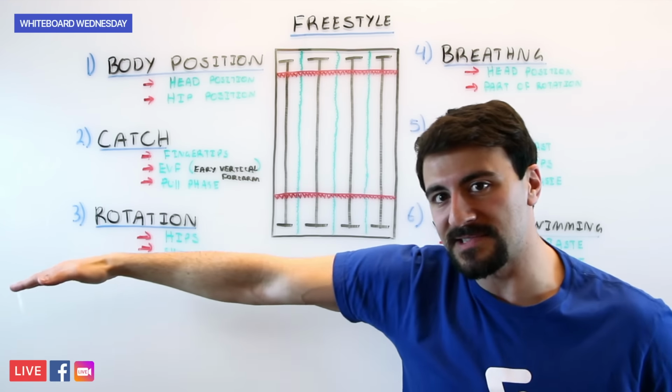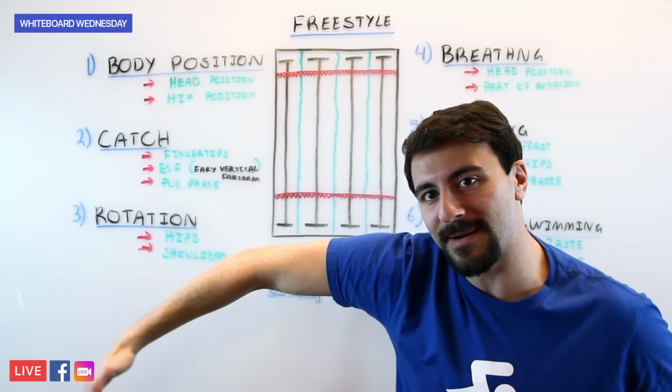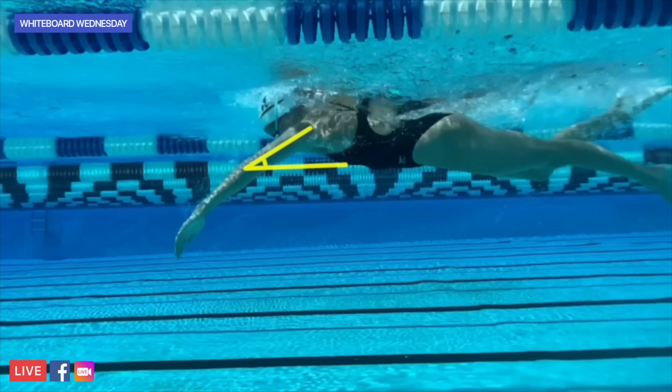And now the catch, the most important part, it's all about the EVF, early vertical forearm. The EVF means as soon as you reach, your fingertips are driving down to the bottom of the pool, and you're trying to get your forearm to be vertical as early as possible, so that way you have a huge paddle and you're not pulling with just your hand, you're pulling with your forearm as well, the early vertical forearm. And once you initiate that pull, it's all about the pull phase.